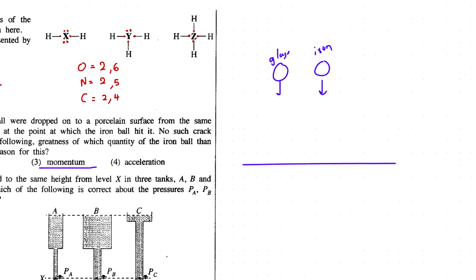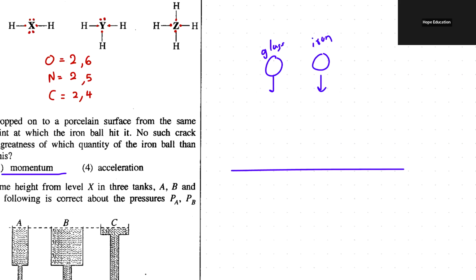What can you say about the velocity of these two? The glass ball and the iron ball are dropped from the same height. So when these two fall onto the porcelain surface, what can you say about the velocity? Which one has a higher velocity, glass or iron, as you think? Okay, I'm getting two answers as glass. Others?